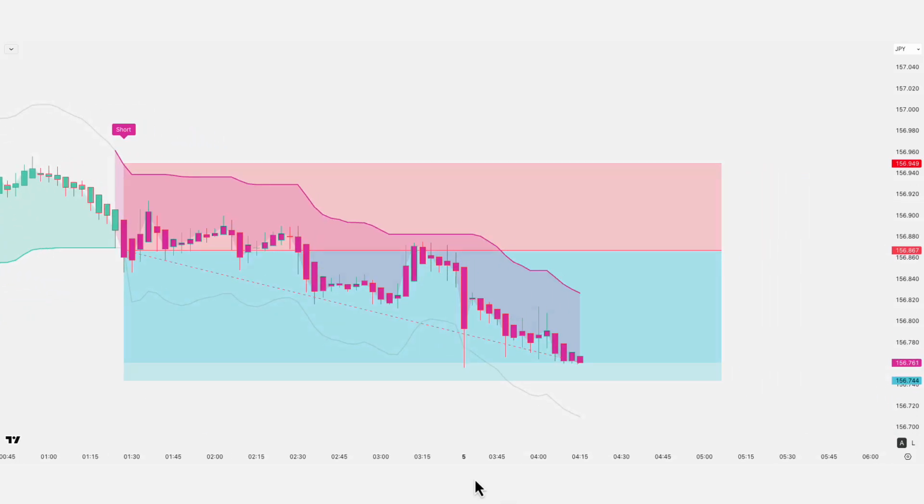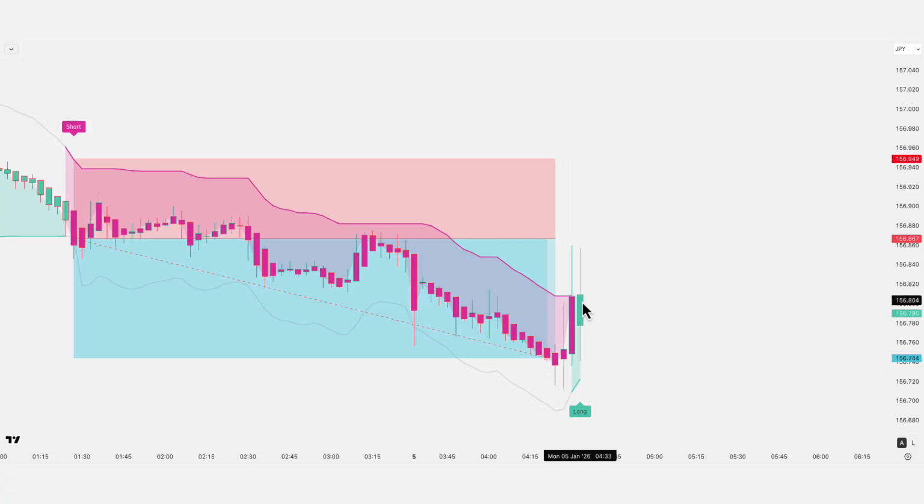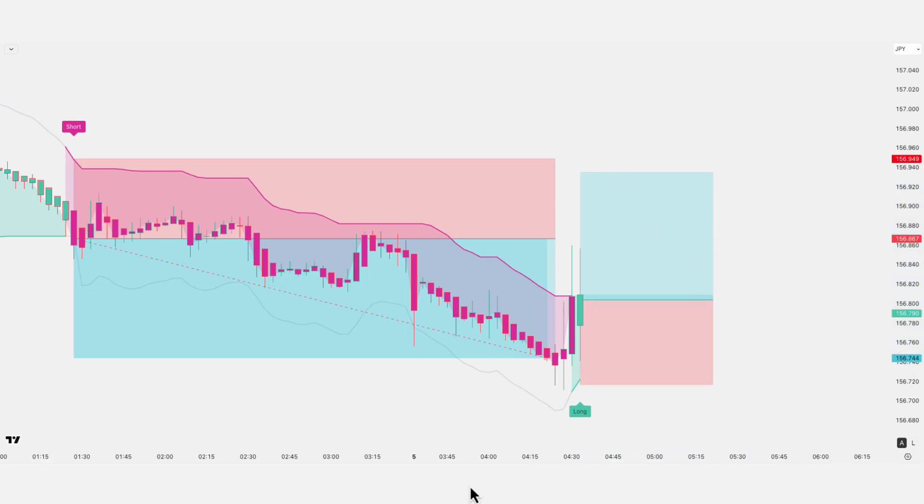The best part about this indicator is that it doesn't just provide signals. It makes the market direction visually simple and easy to understand. That's why even beginners can quickly identify the trend.